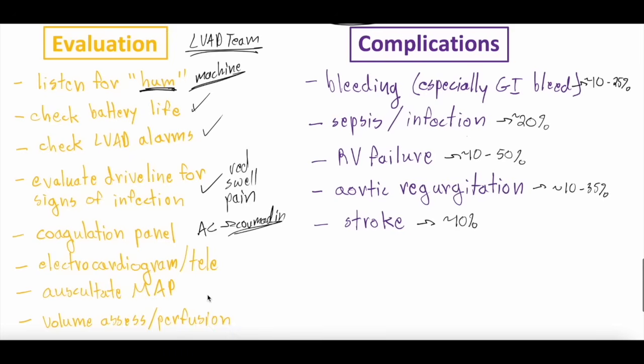Auscultate the MAP. This is essentially how we check the blood pressure of these patients, right? Because the blood pressure cuff itself isn't always dependable. So what you can do is inflate a cuff and put a Doppler on the brachial artery, and then when that pulse comes back, that is going to be the MAP of the patient. So what this looks like is you literally put a Doppler on the brachial artery with a blood pressure cuff proximal to that, inflate the cuff, and then slowly let the air out until that pulse returns. Good. A normal MAP in these patients is probably somewhere around 60 to 80 millimeters of mercury.